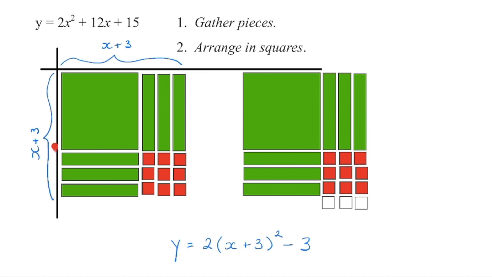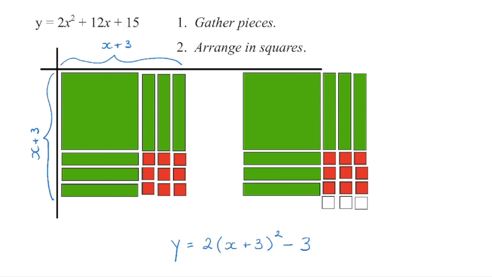Each has a length of x plus 3, and we also have these negative 3 extra pieces that we had to add on there. This in standard form is equivalent to this in vertex form, and we can quickly FOIL this out. X squared times 2 gives us the 2x squared. Double the product. 3 times x is 3x, times 2 is 6x, and then multiply by that 2, that gives us our 12x. Square the last term. 3 squared is 9, 9 times 2 is 18, 18 minus 3 is 15.